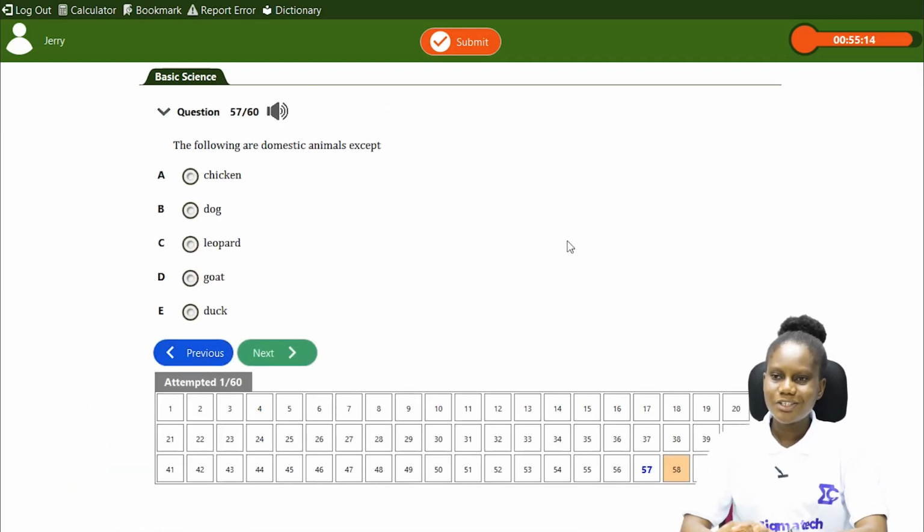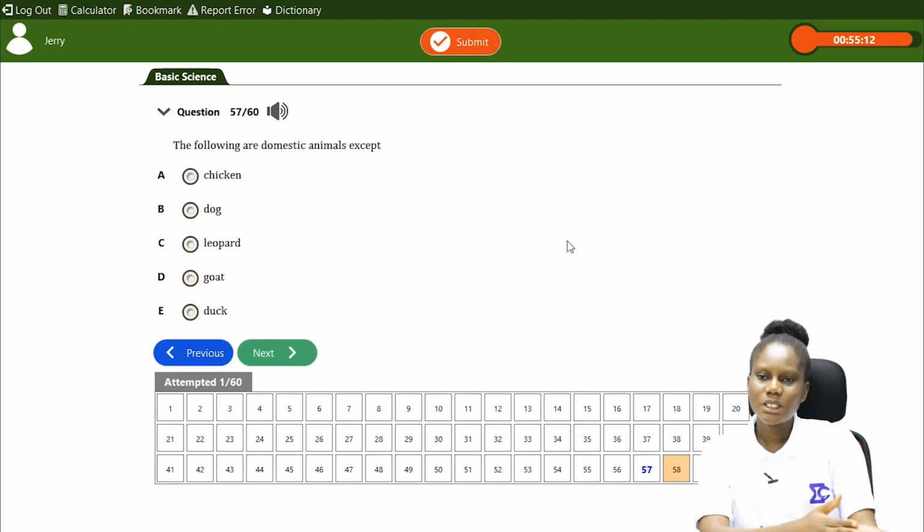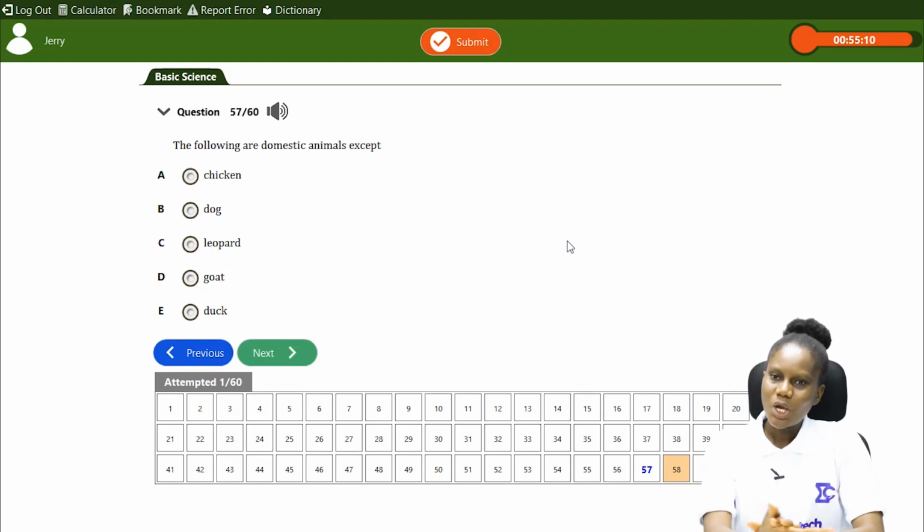We have a question here that is related to our topic. The following are domestic animals. Under the animals, we have A, chicken, B, dog. I remember mentioning domestic and wild animals when we were looking at the uses and importance of plants and animals. Chicken, is it domestic? Dog, is it domestic? Leopard, is it domestic? Is the goat domestic? These are the options we have. We're going to check them one after the other.